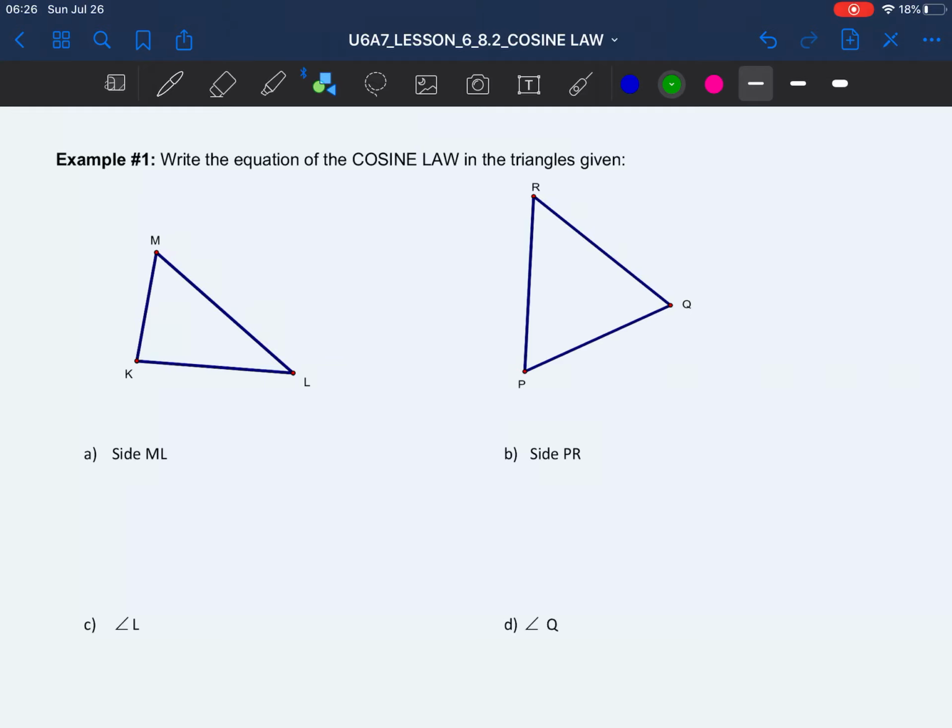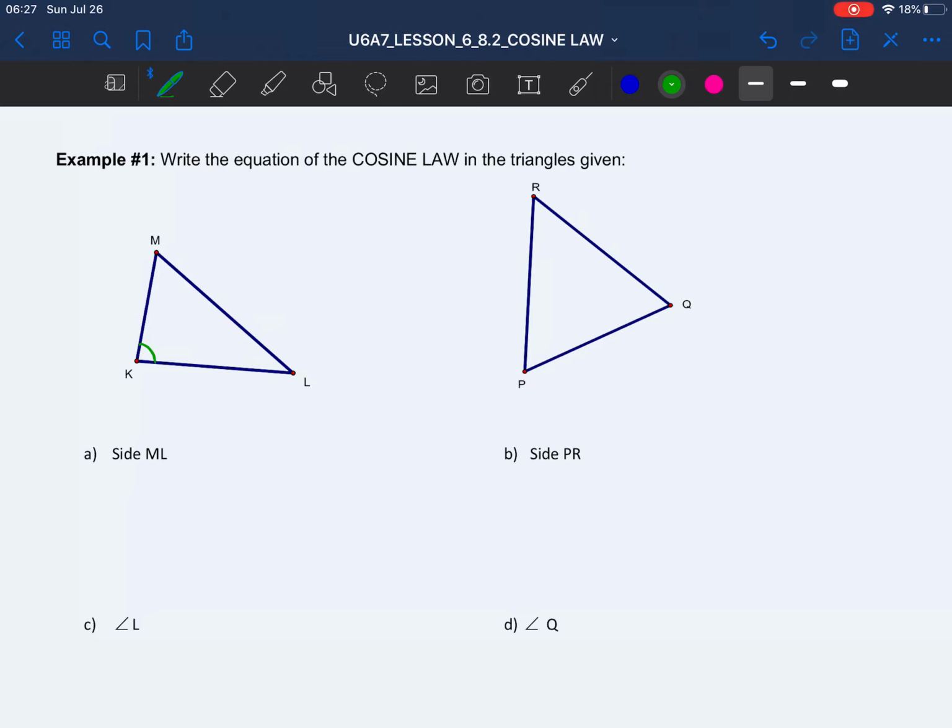Remember that the formulas for both sine and cosine are not fixed. We don't call the sine law a over sine A equals b over sine B in any triangle, because we need to label the angles based on whatever the name of the triangle is. So, if we want to write the cosine law, we must label first the sides in relation to the angles opposite to them. So here we go.